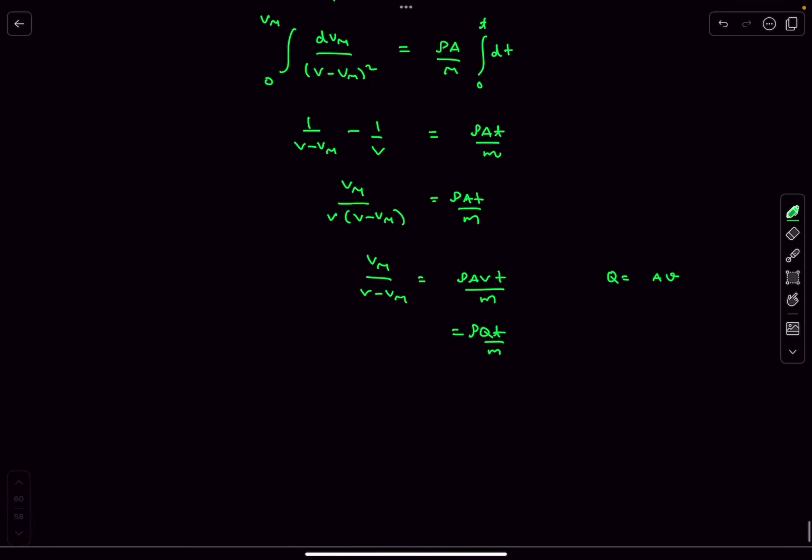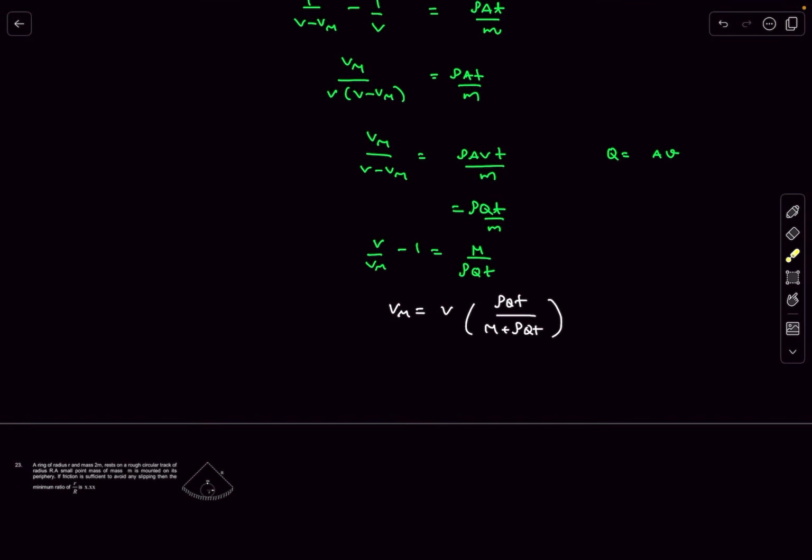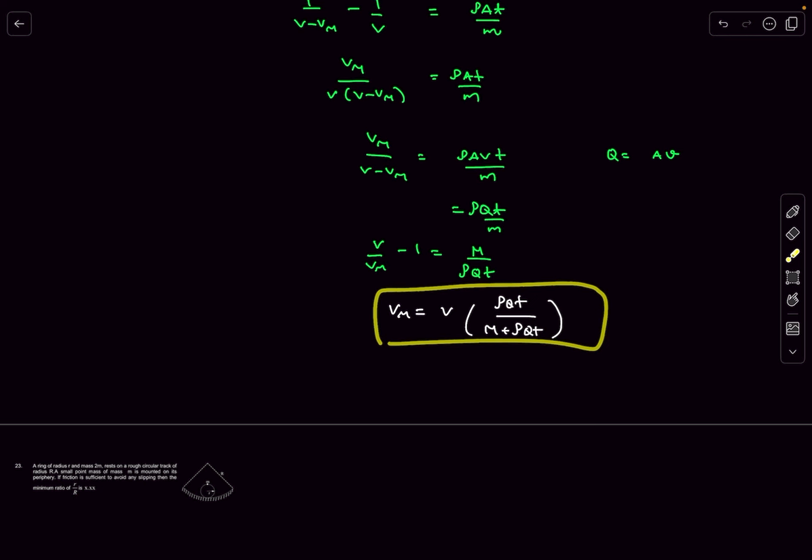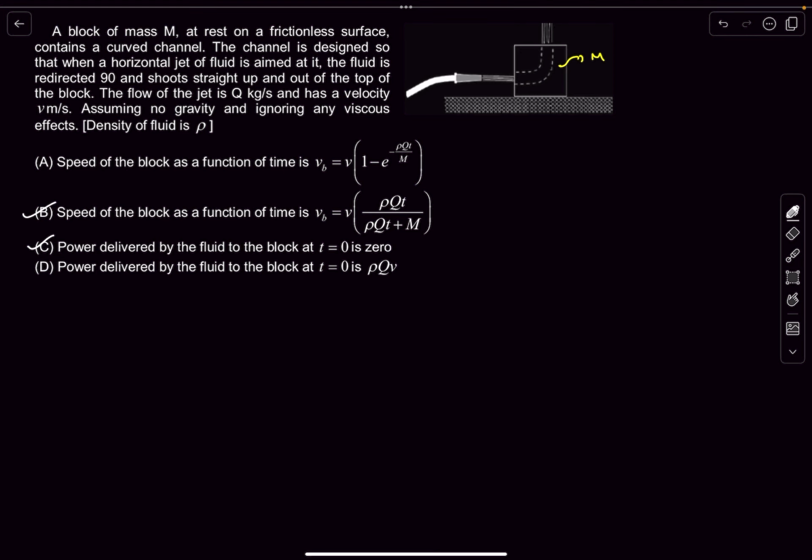So this is going to be rho q t by m. Okay, and once you solve it, you'll get the velocity as a function of time as this particular function, which corresponds to option B. So the answer to this question is option B and C.